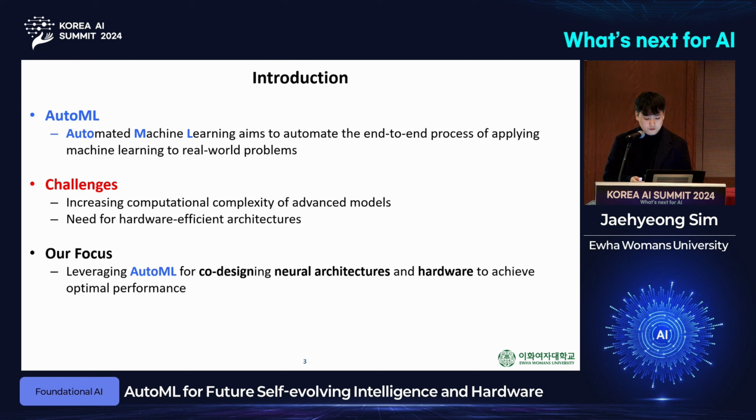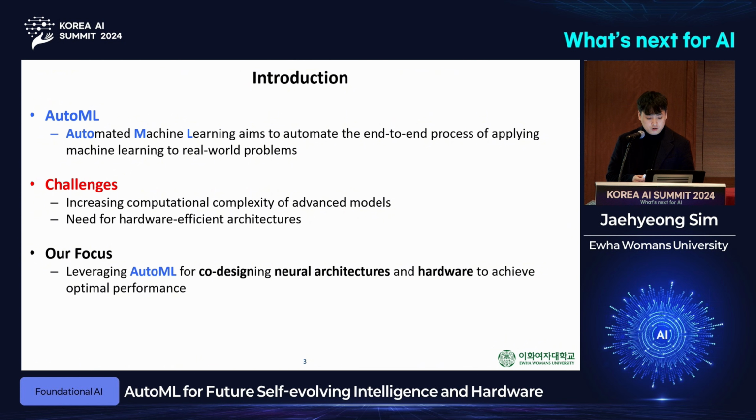So let me give you a brief introduction about AutoML. AutoML is short for automated machine learning, which aims to automate the end-to-end process of applying machine learning to real-world problems. So we automate everything related to machine learning, like building machine learning models or deploying these machine learning models, etc.